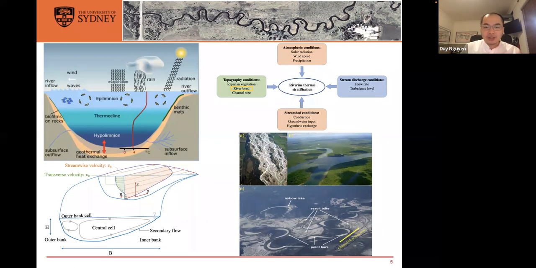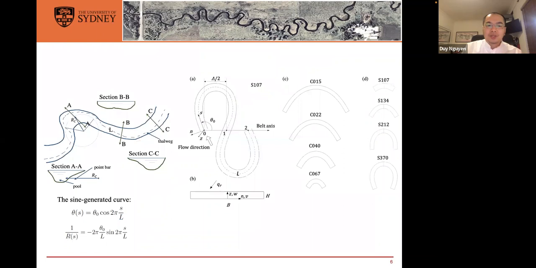So let's find out how it does that. So first we need to model a river.